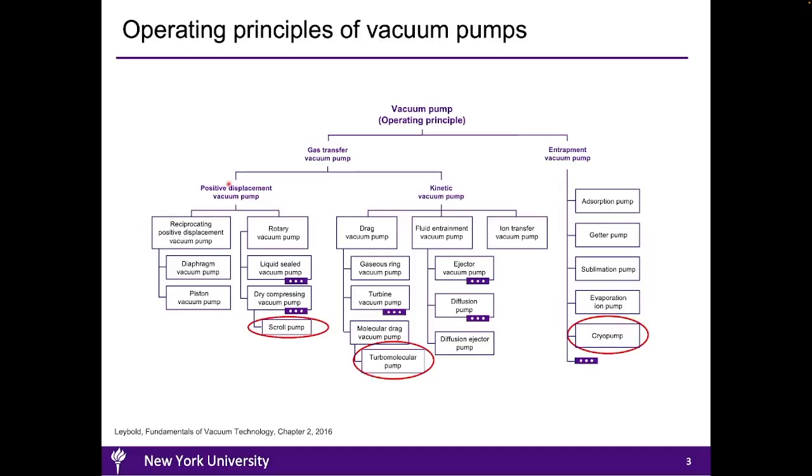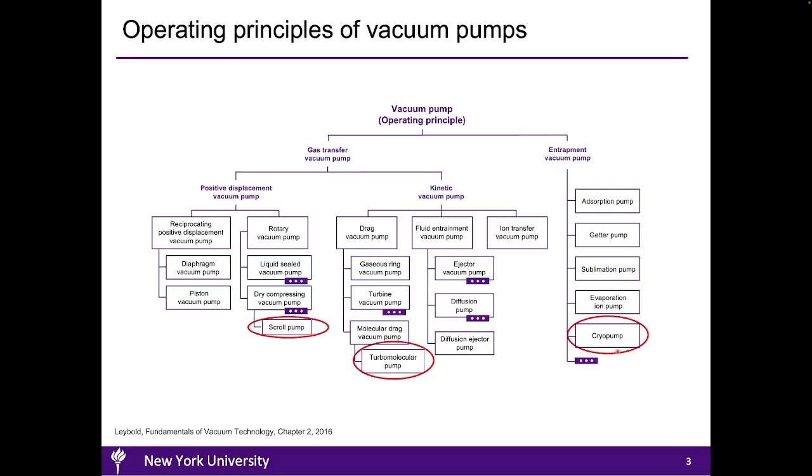Vacuum pumps are generally classified according to their operating principles into two categories. The first category is the gas transfer vacuum pumps. As the name indicates, the vacuum pumps in this category collect the residual gas molecules from the chamber and then transfer them to the ambient air through an exhaust. The second category is the entrapment vacuum pumps. In this category, the residual gas molecules are collected from the chamber and then entrapped inside the vacuum pump itself. A well-known example of this category is the cryopump.